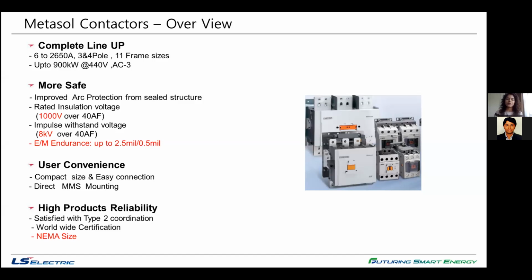Next, moving to the rated insulation voltage, we provide 1000 volt over 40 ampere frame sizes, and impulse withstand voltage is 8 kilovolt over 40 ampere frame size. Then the electrical and the mechanical endurance that we provide is up to 2.5 million and 0.5 million respectively.